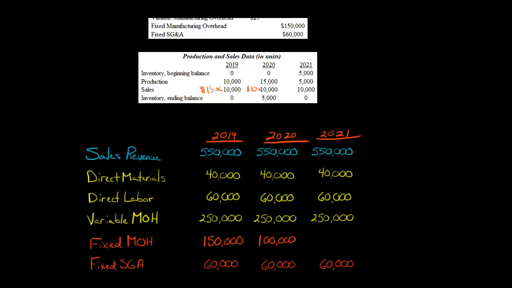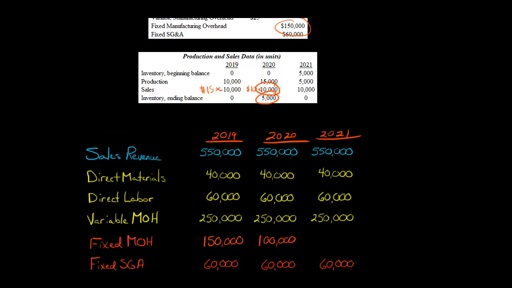You might be thinking, hey, what happened here? We had $150,000 in fixed manufacturing overhead for 2020, yet we're only recognizing $100,000. That's because $50,000 of that $150,000 in 2020 is going to be deferred until 2021. It's being pushed into the future. It's being attached to inventory because we have ending inventory of 5,000. If you want another way to figure it out, instead of figuring out the per unit fixed manufacturing overhead and multiplying by the sales, you could just think about it logically and say, look, we produced 15,000 units. We only sold 10,000.